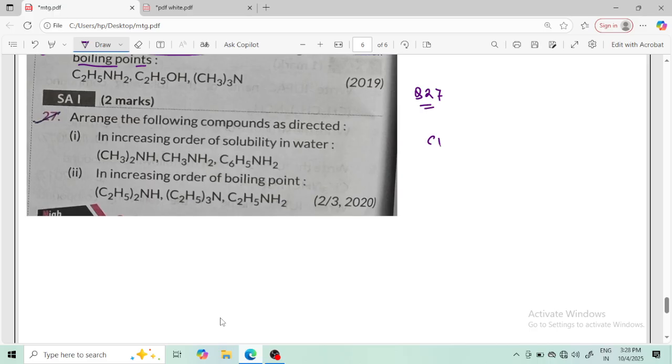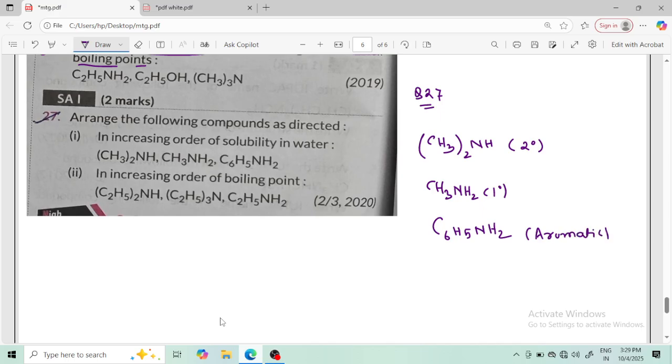So the first molecule is CH3, then 2 times is given and NH is given, right? So this is definitely what degree? This is 2 degree. Then they have given CH3 and NH2, so this is 1 degree, right? And then when they have given C6H5 and NH2, definitely I know that this is an aromatic compound because C6H5 is aromatic. So aromatics are always insoluble in water.